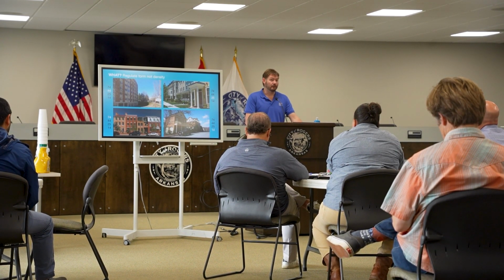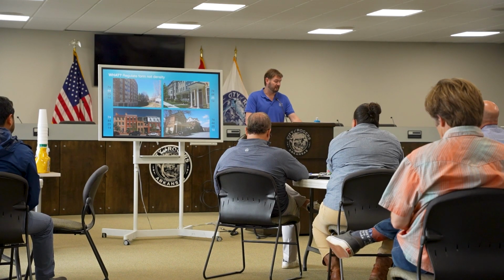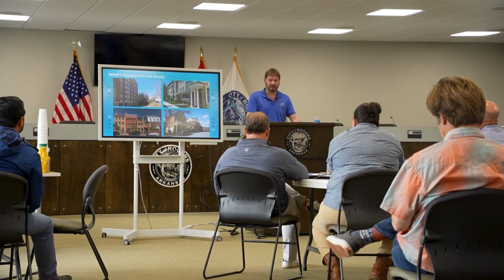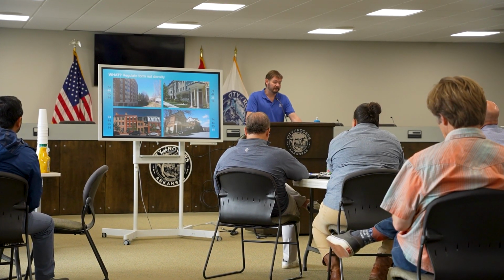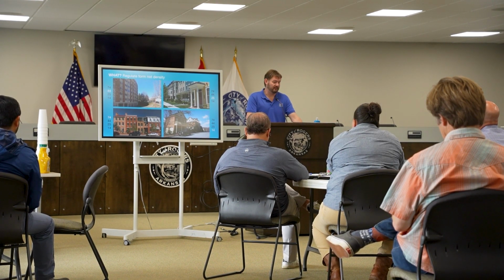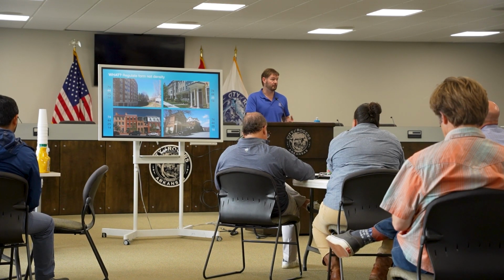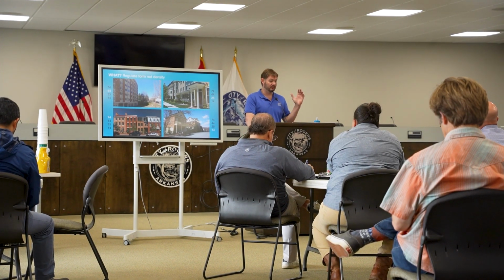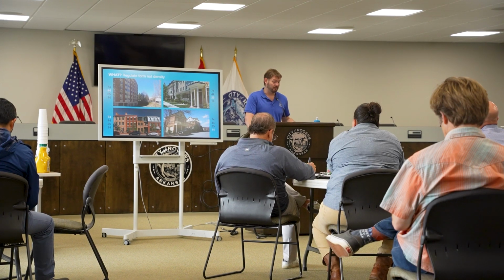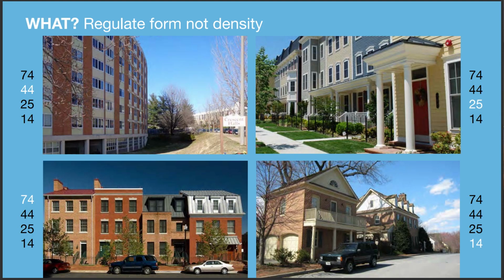You probably didn't guess that the lower left is the most dense. 74 units to the acre looks like townhouses, right? Similarly, if I didn't give you the numbers, you'd probably guess that the large single-family house wouldn't be 14 units to the acre. And personally, I would have guessed that that big apartment building would be more than 44 units to the acre, right? But there are other elements that affect the outcomes and that affect density.